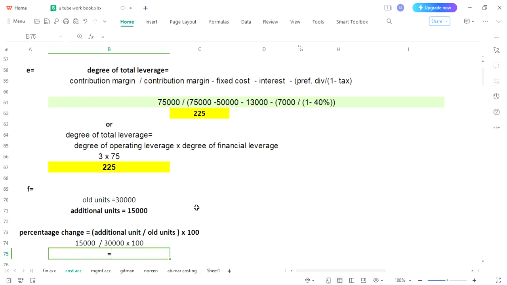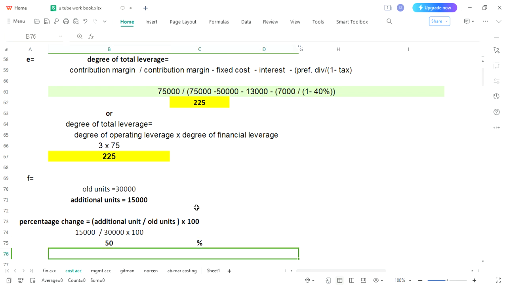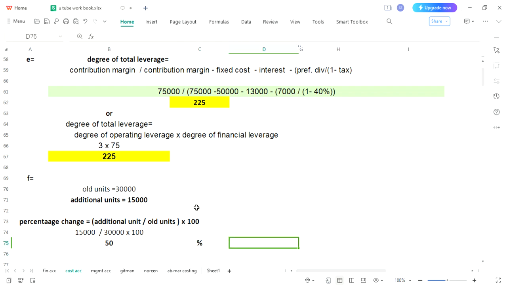Statement is completed. Let's put it on our calculator. 15,000 divided by 30,000 and then you will multiply it with 100. So we have got 50% as the increased value. So what does that mean? There would be a 50% increase in units.